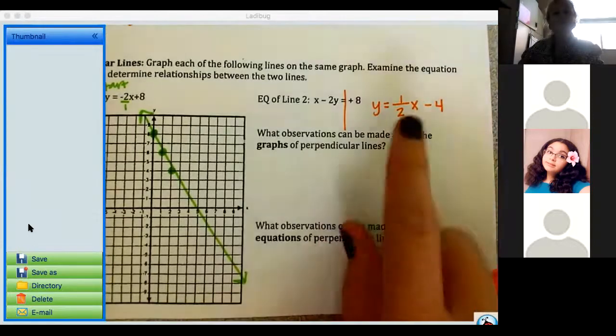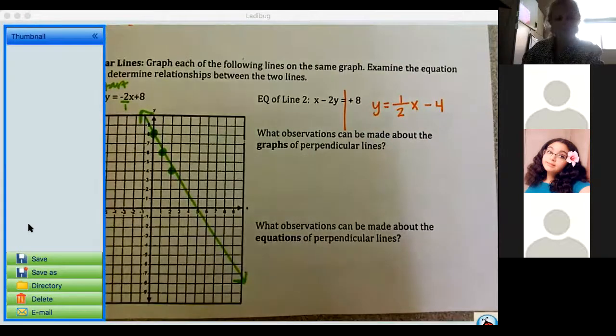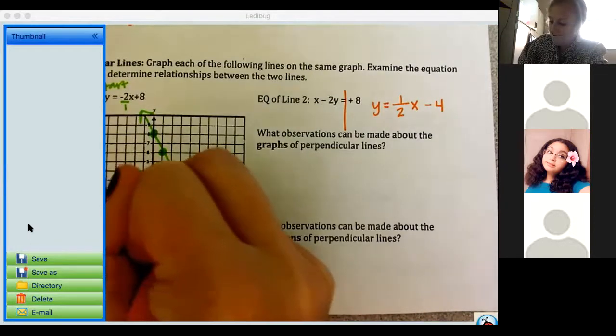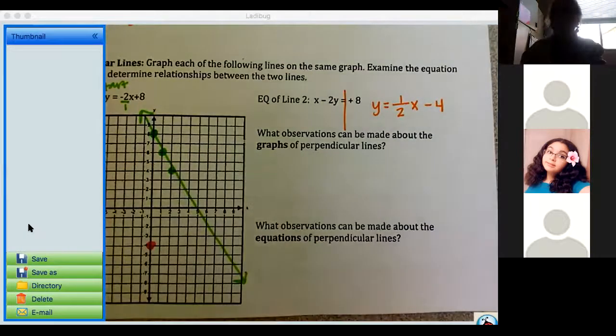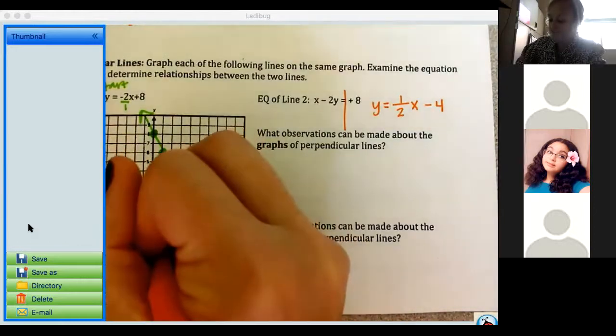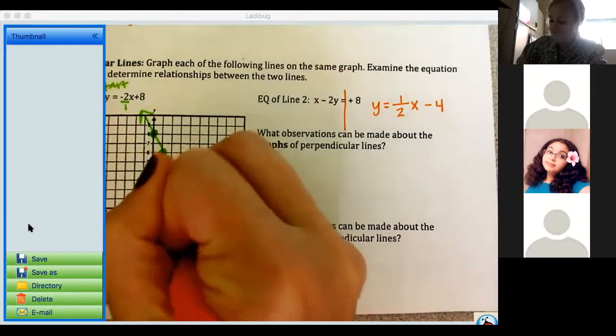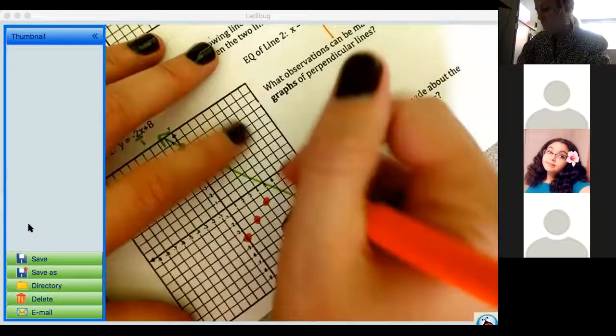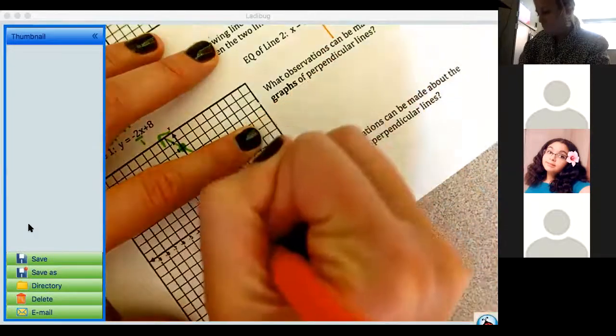So what's the base of the second one? -4. Good. And what's my slope? 1/2. 1 over 2. So I'm going to go up 1 over 2. Up 1 over 2. Remember, you go up first, and I'm going to graph these. I shouldn't say graph. I'm going to connect them.